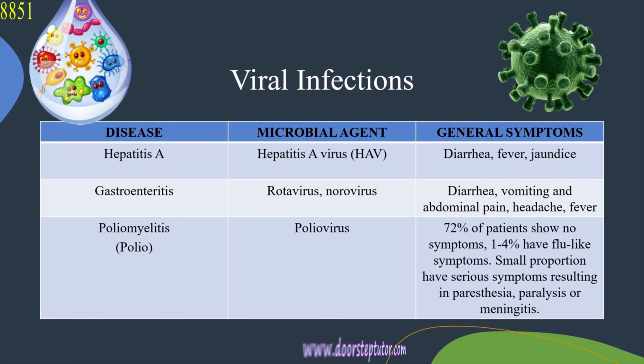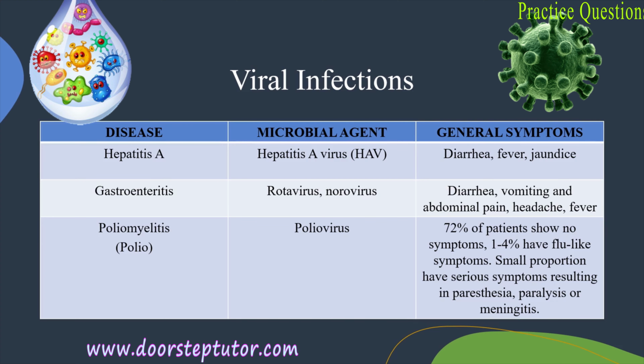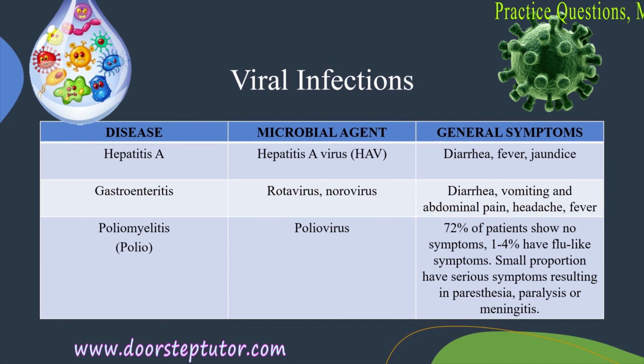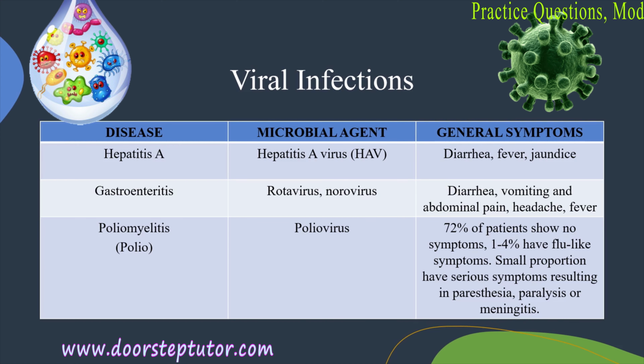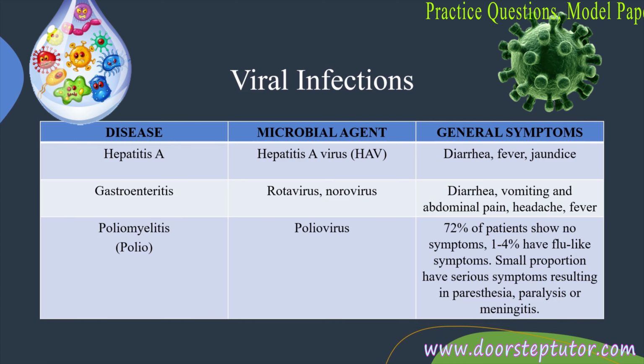Paresthesia means the feeling of pins and needles in your legs. Paralysis, as you all know, is like the freezing of a muscle so that you can't use that muscle anymore. And finally, meningitis is when it affects your spinal cord or your brain covering. It is called meningitis, and in very lethal cases, it could even lead to death.